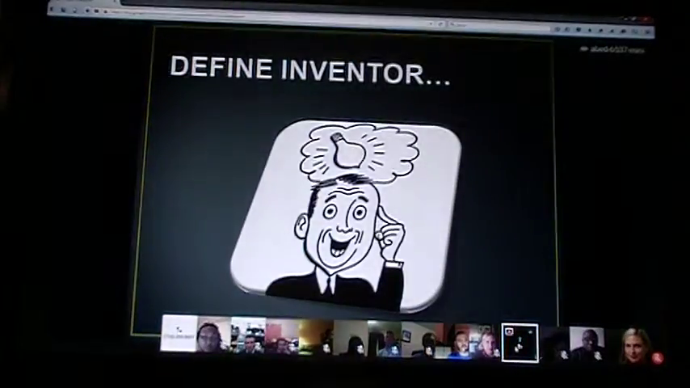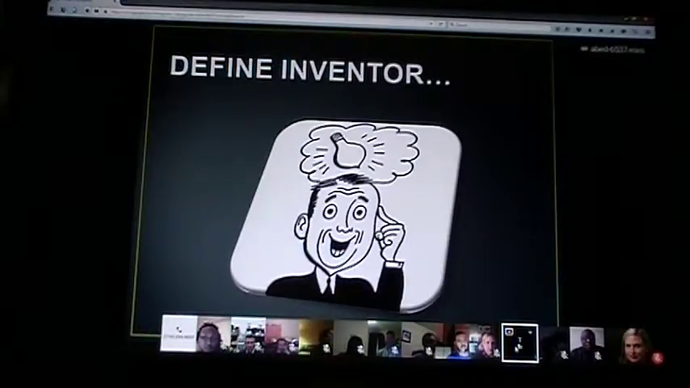Alright, so what I'd like for you guys to do here is just take a moment, and I want you to define inventor. You're not going to use the internet. I don't want you to use your textbook. I just want to know what you feel the definition of inventor is. So we'll just take a few moments, and then I want to hear what you guys come up with.